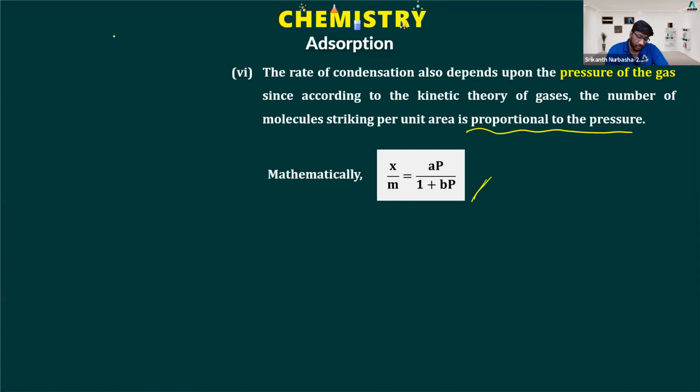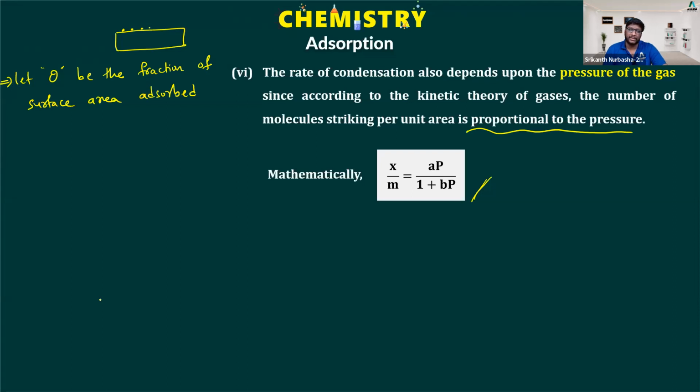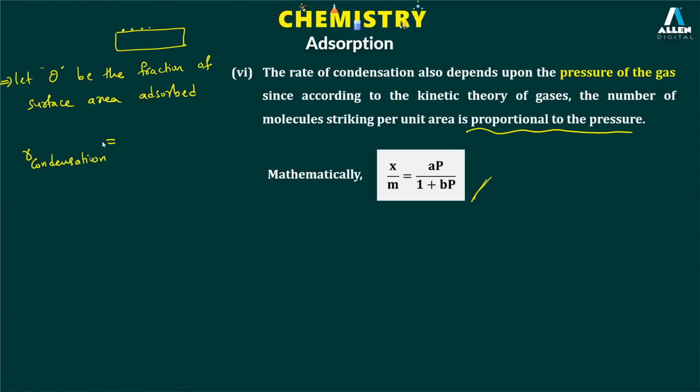You can take a particular surface. On this particular surface, let theta be the fraction of surface area adsorbed. So rate of condensation will be what? Rate of condensation will be equal to, uncovered surface area. Then it should be proportional to what?